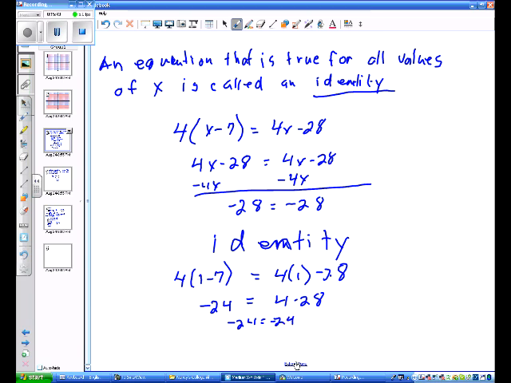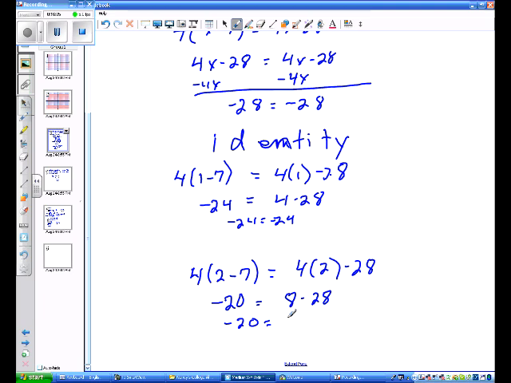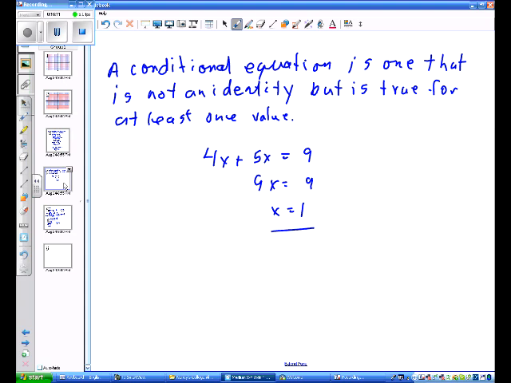If I had substituted in a 2, 4 times 2 minus 7 is equal to 4 times 2 minus 28. So that would be negative 5. 4 times negative 5 is negative 20. This is 8 minus 28, which is negative 20. And we could keep going, and it would be true for every value that I substituted in. A conditional is true for that one value, and sometimes there may be two, but it's not true for all of them, but it's true for at least one value, so that when we substitute that in, it makes it true.